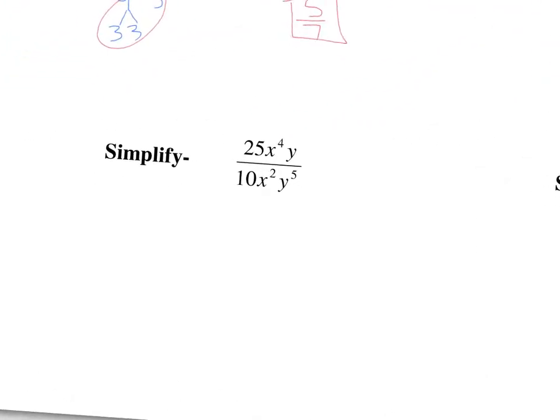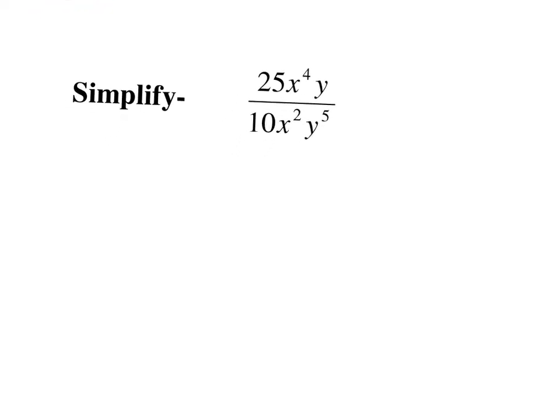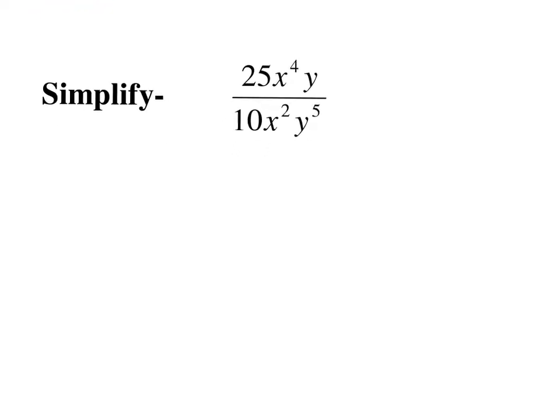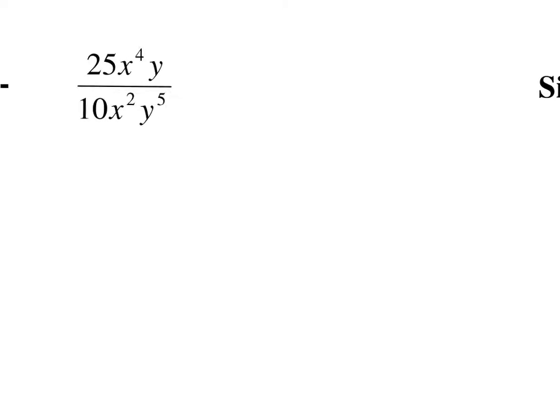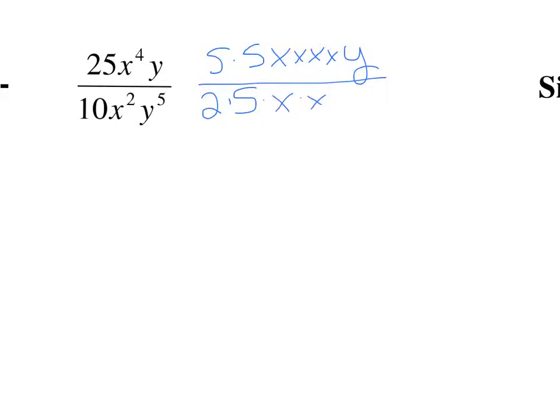Okay, number 3, now we're going to start to add some variables. So we're going to use prime factors again, and we're going to break this down. I'm actually going to scroll it over here so I have plenty of room to write. First of all, 25 is 5 times 5. So we'll start with 5 times 5 for 25. X to the 4th just means there are 4 x's and a y. In the denominator, 10 is 2 times 5. There are 2 x's and 5 y's.